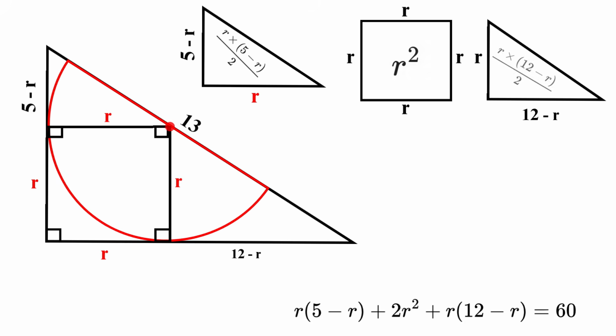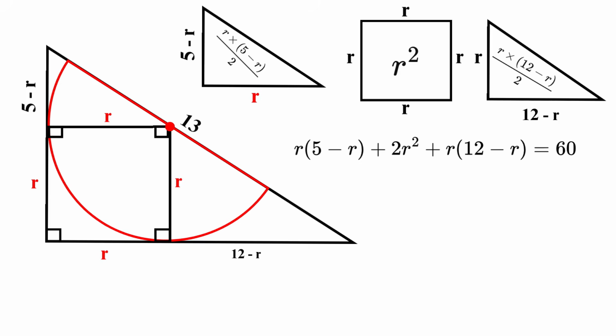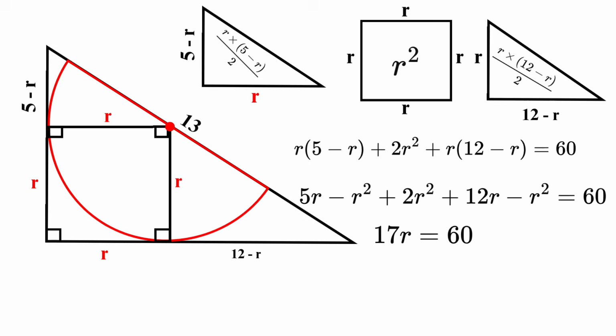Now, let's expand the brackets. 5r minus r squared plus 2r squared plus 12r minus r squared equals 60. Now, cancel out all the r squared terms, and it leaves us with just 17r equals 60. Divide both sides by 17, and we get the radius r, which equals 60 over 17.